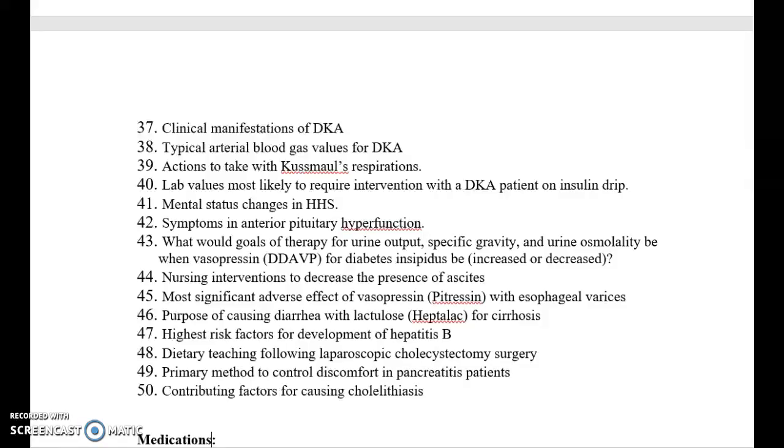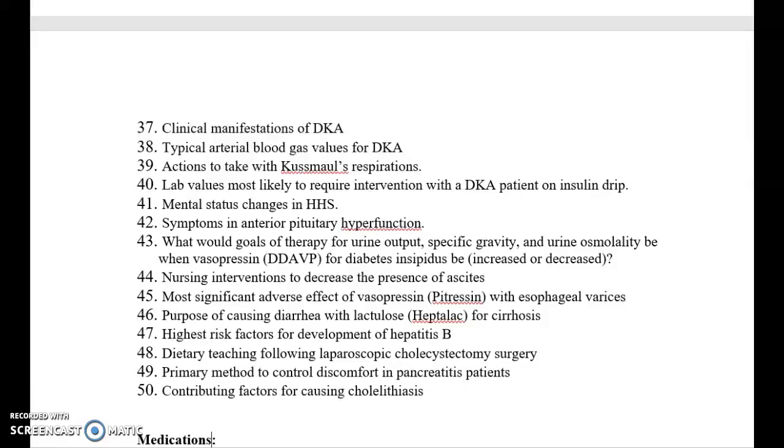Mental status changes in HHS. That is one of the most common goals of therapy, is to improve the mental status and cognition capability. These patients may be measured on a coma scale. So if you're trying to really improve mental status with HHS and that's not occurring, then that would be a significant finding.